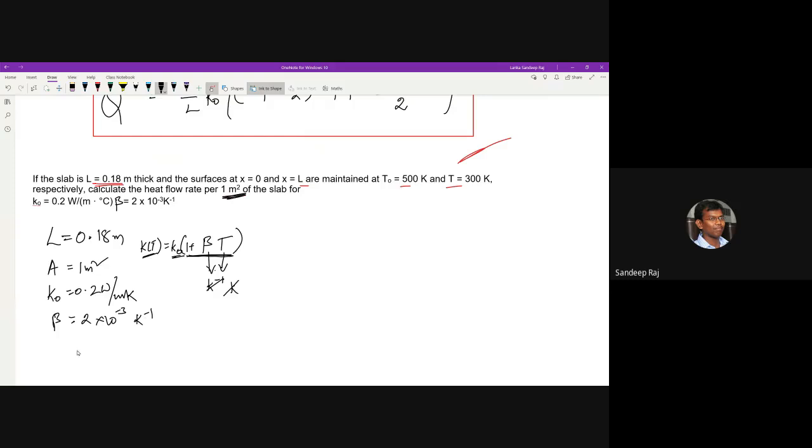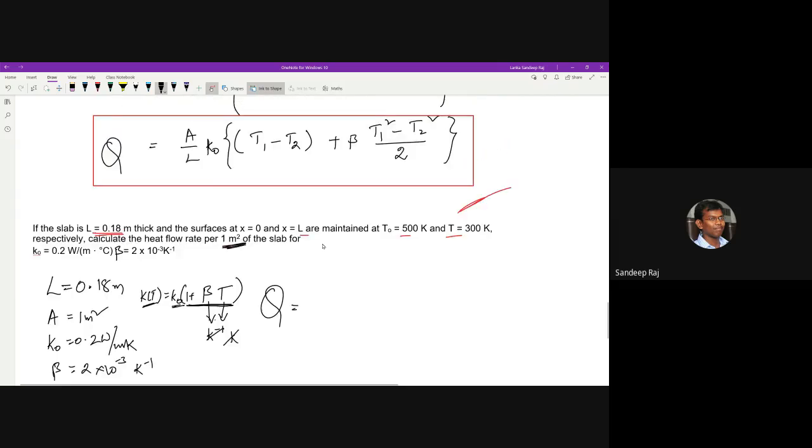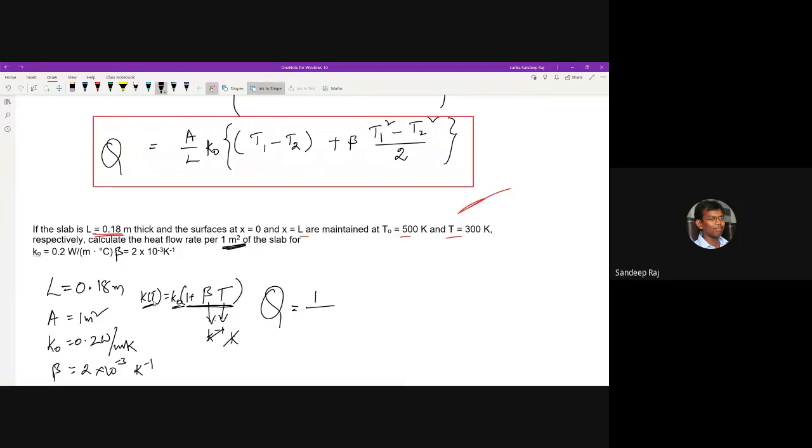So the T1 value and the T2 value. T1 is 500 Kelvin and T2 is 300 Kelvin. So you have to appropriately consider all the data that is given here, and then substitute into this equation. Area is given as 1 and L is given in SI units itself as 0.18, and the K naught value is 0.2, and T1 minus T2 is 500 minus 300, plus the beta, which is 2 into 10 to the power of minus 3, into 500 square minus 300 square by 2.